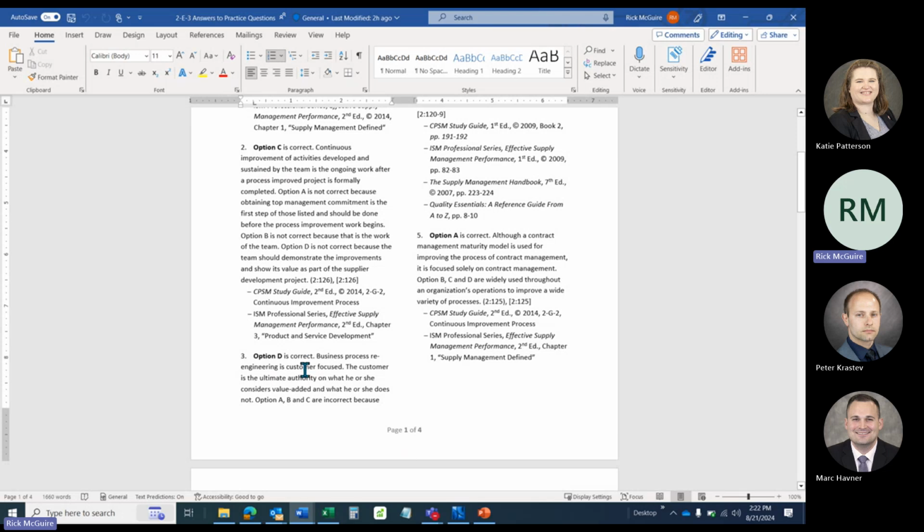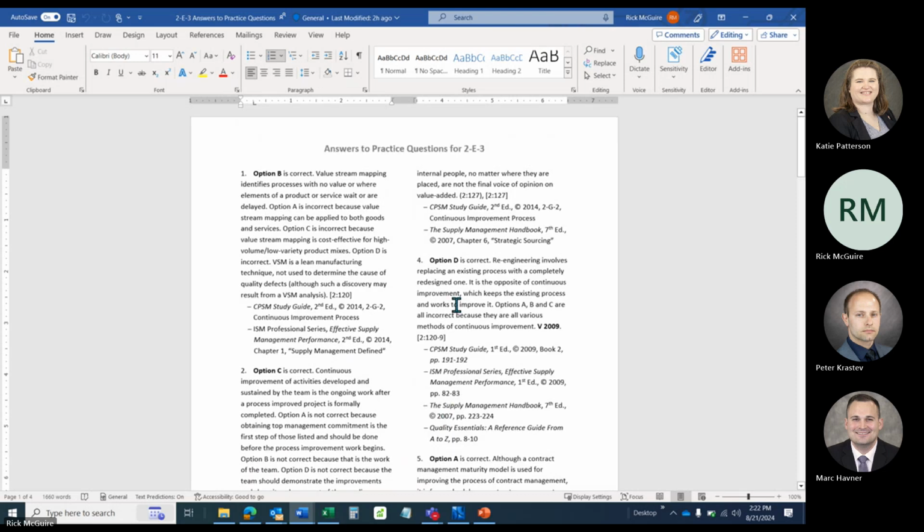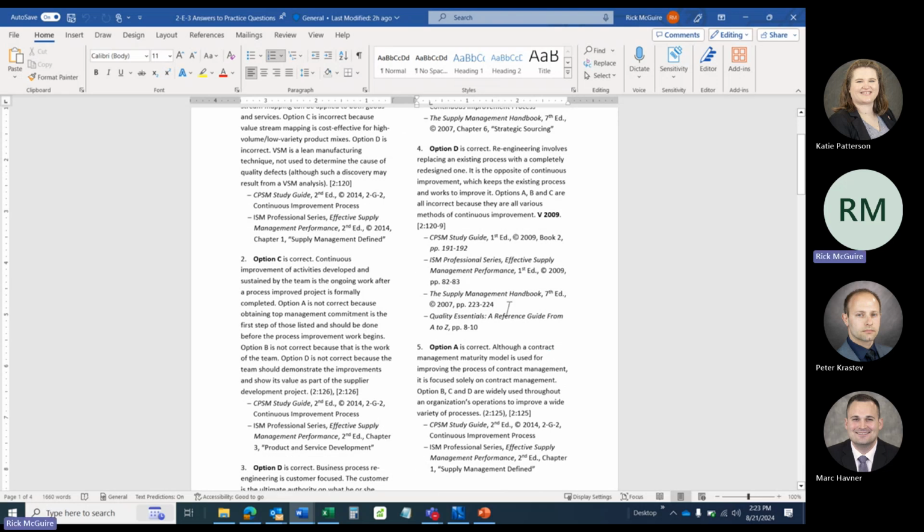Three is Delta. Business process reengineering is customer focused. Four is also Delta. Reengineering involves replacing an existing process with a completely redesigned one. It is the opposite of continuous improvement, which keeps the existing process and works to improve it. So A, B, and C are all various methods of continuous improvement.